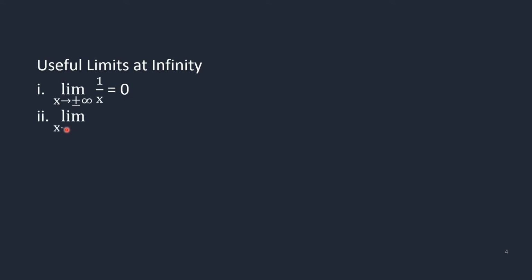We will try to remember two useful limits at infinity. The first one is limit 1 over x as x approaches plus minus infinity equals 0, and second, limit of k as x approaches plus minus infinity, where k is a constant, is k itself.